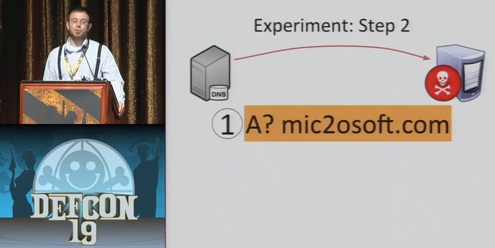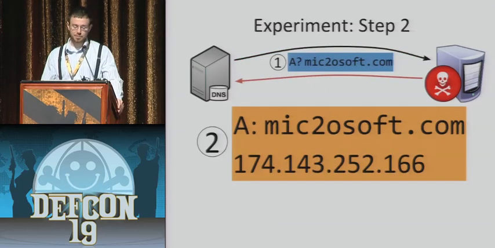Experiment step 2 is you have to properly answer DNS. This is actually very important, and I'm going to go through this via an example. Let's say somebody out there is trying to resolve a domain name you registered. Let's say it's mic20soft.com, 1 bit away from Microsoft.com. So you're going to get an A record request, and of course you'll answer it.